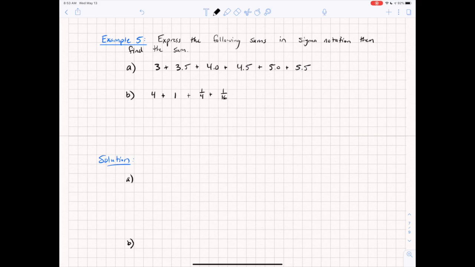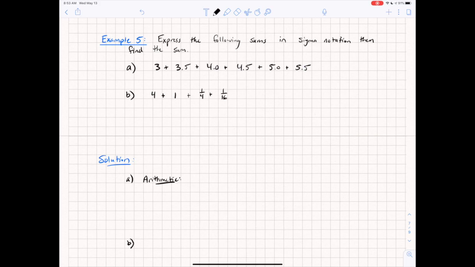So example 5, express the following sums in sigma notation and then find the sum. So I have 3 plus 3.5 plus 4 plus 4.5 plus 5 plus 5.5. And then I have my example there for B. Now in A here, one of the first things that you should recognize is that this is arithmetic.